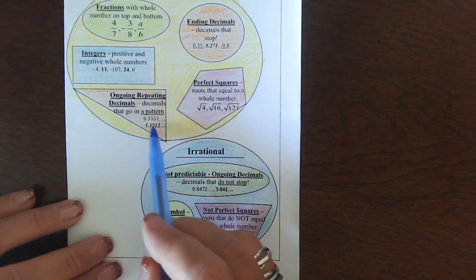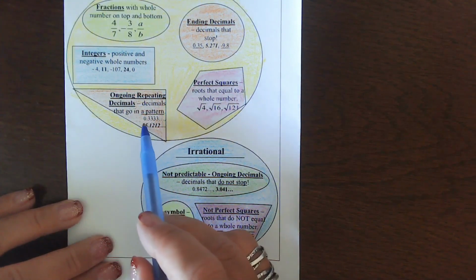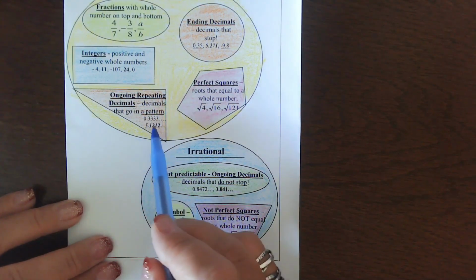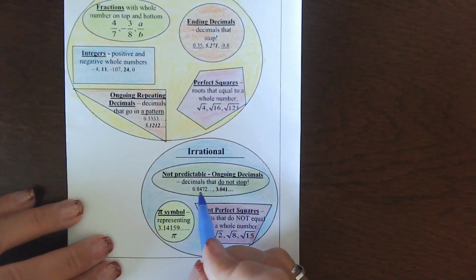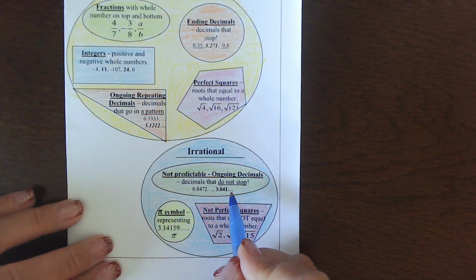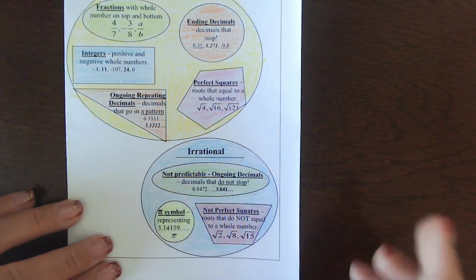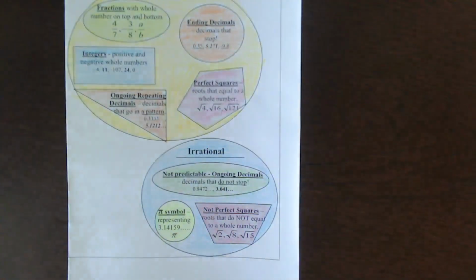So ongoing decimals that are predictable, look at it, they're nice and organized, they are good. But ongoing decimals with no pattern in them, oh, crazy. They are irrational. So we're going to see a few examples.